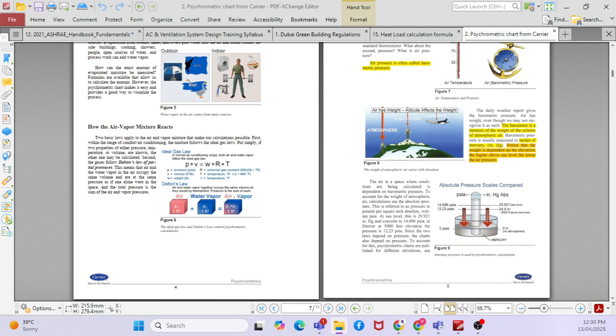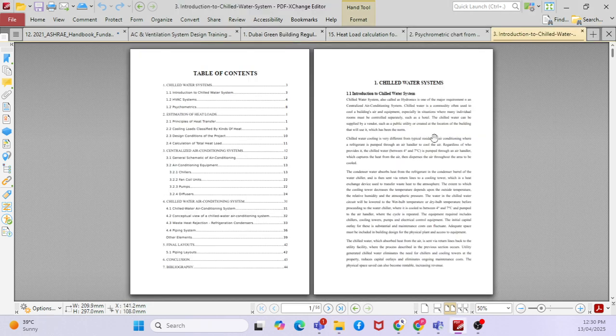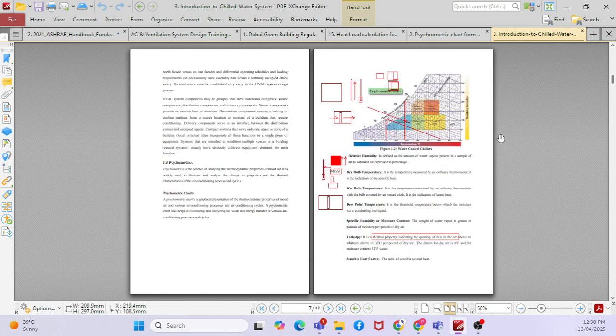If you go to chilled water system, introduction to chilled water. Here, if you go further down.